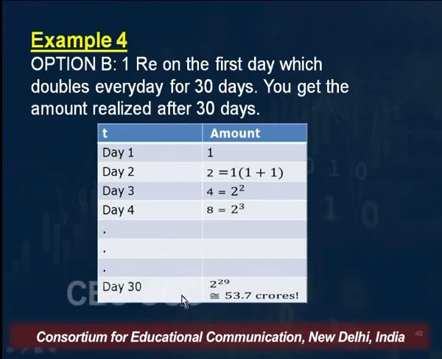So on day 30, the amount in your bank is going to be 2 to the power 29, right? Because the power is 1 less. If you use your calculators, just pull out your calculators and do your calculation, that is 53.7 crores approximately. So clearly you don't want to miss out on all this money as compared to the 10 crores you were getting in option A.